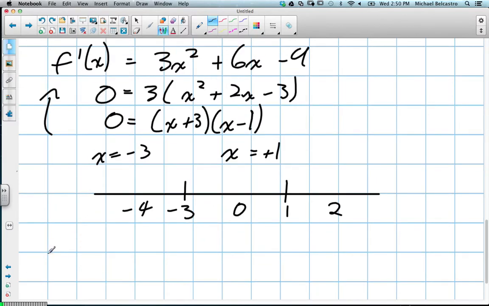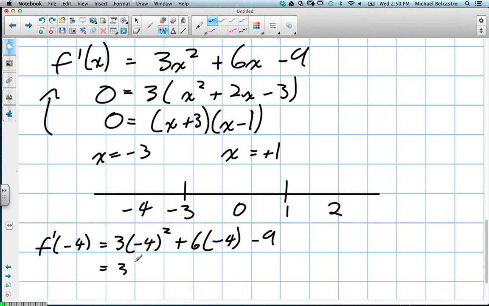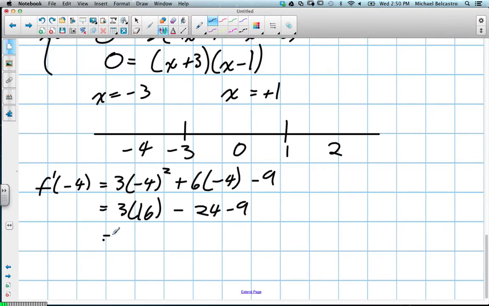So our f prime at negative 4 is equal to 3 times negative 4 squared plus 6 times negative 4 minus 9. 3 by 16 minus 24 minus 9. 3 by 16 is 48. Whatever it is, it's a positive value. What's important here is this is positive, therefore it's increasing before that critical value. Are we okay with that? It's got to be positive.